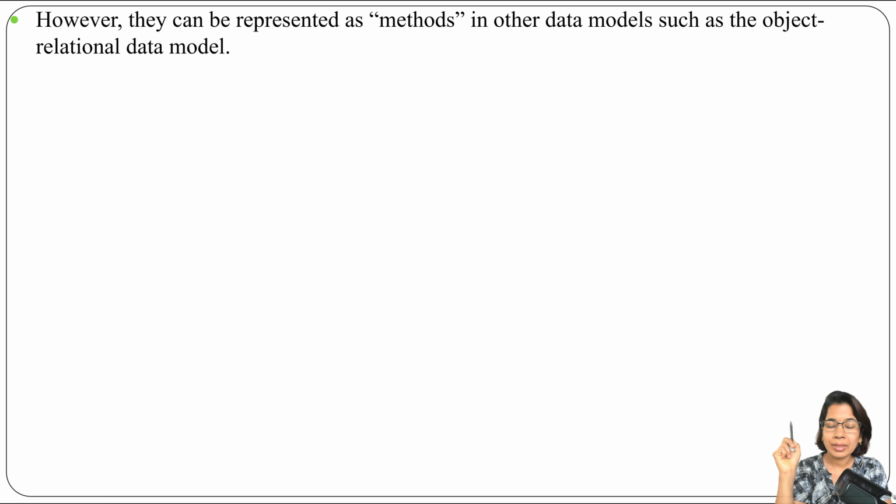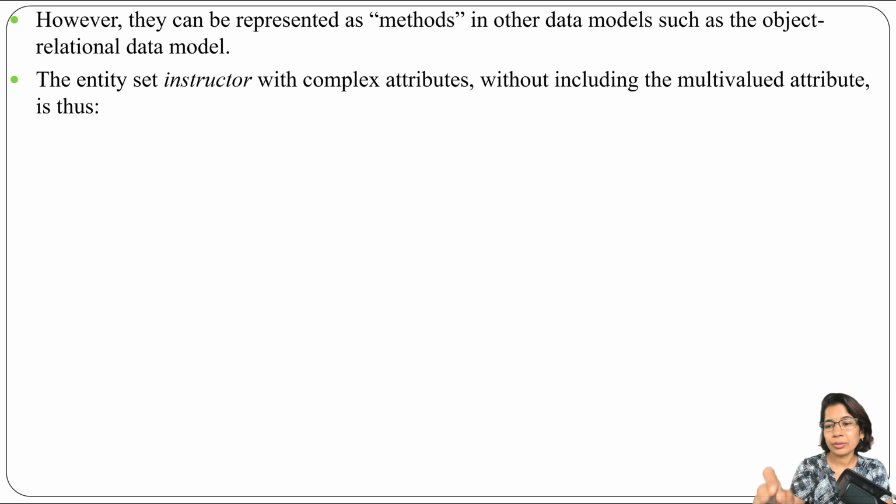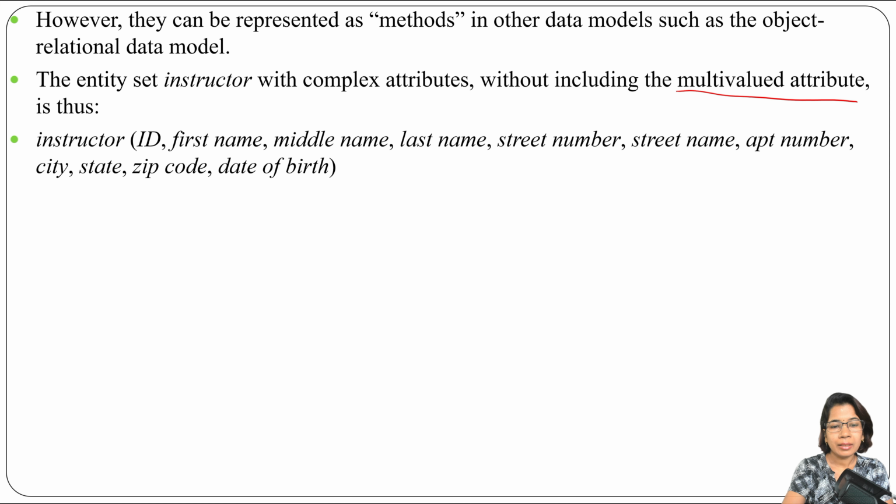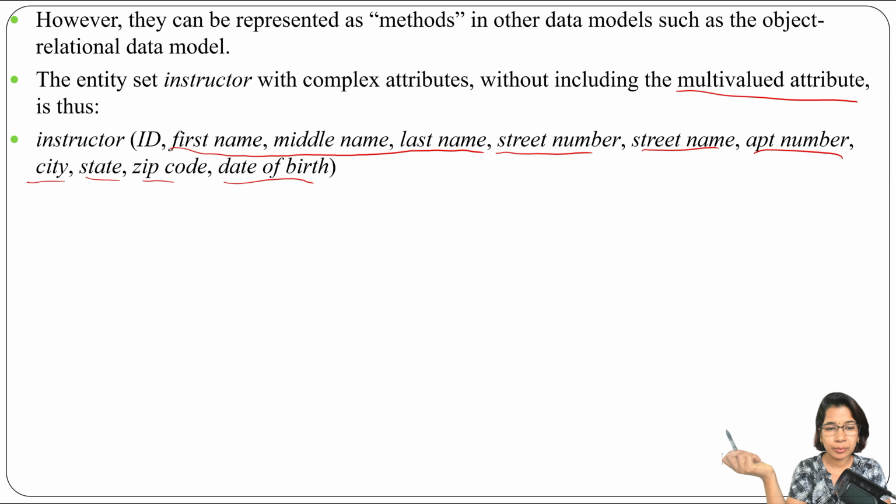Okay. Now the attributes of instructor without including multi-valued attributes are ID, first name, middle name, last name. See, we are not writing name. Then street number, street name, apartment number, city, state, zip code, date of birth. We are not writing age. Age is a derived attribute. We are not writing phone number. Phone number is a multi-valued attribute. For phone number, we will create a separate table.